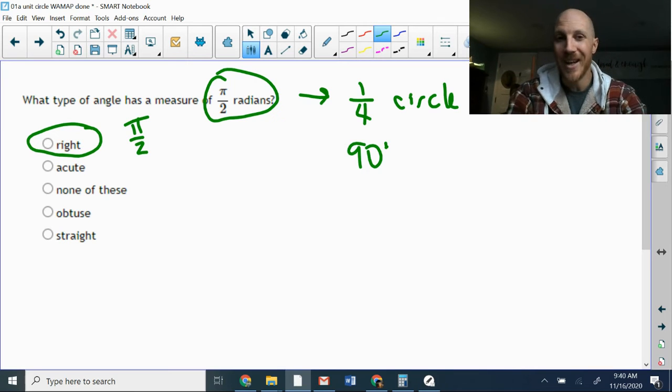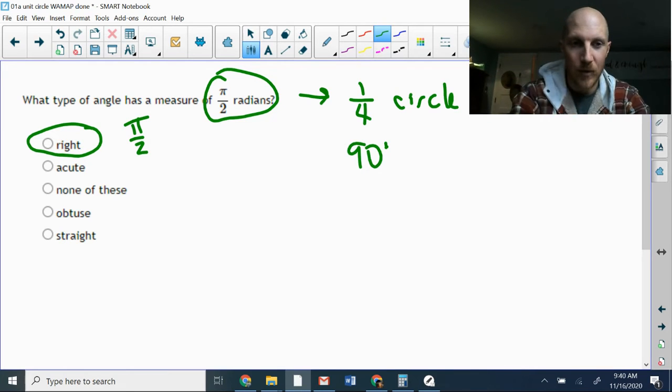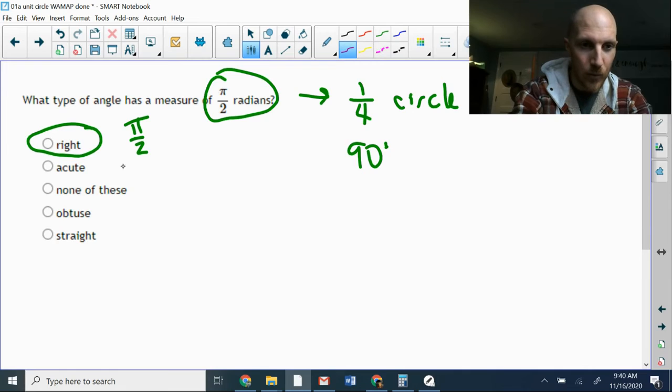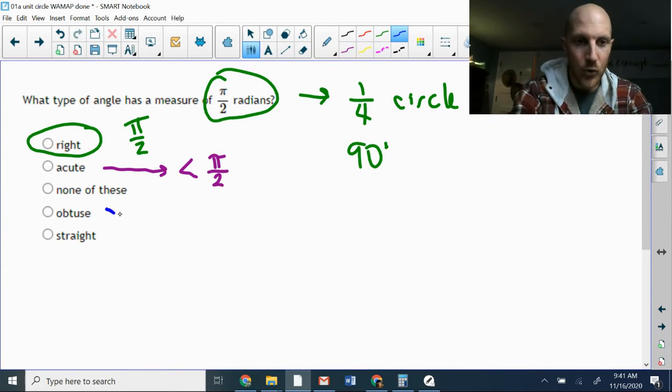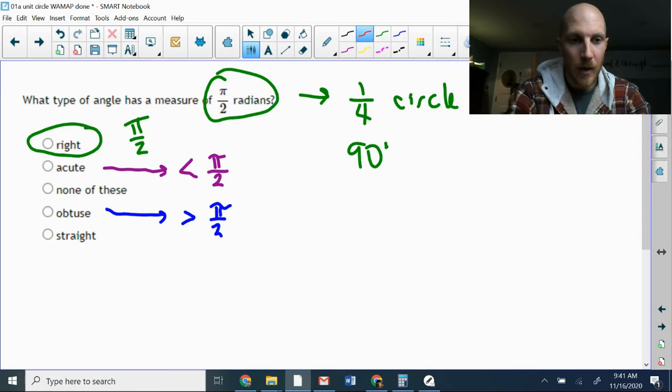An acute angle is going to be any fraction of pi which is less than pi over 2, so anything less than 1/2 pi. An obtuse angle is going to be anything that is greater than pi over 2 radians. And a straight angle is going to be pi. All of these are radians. I didn't write my labels on any of them.